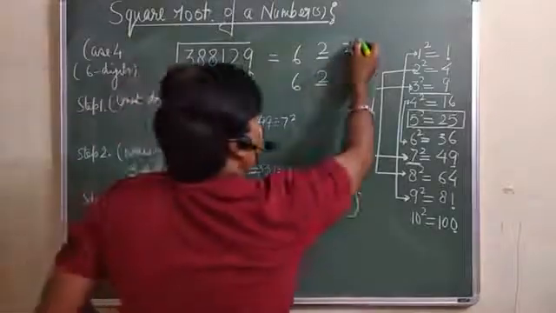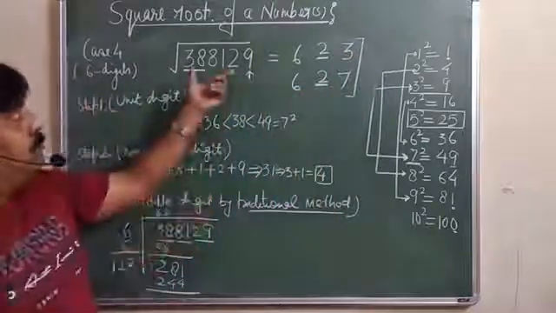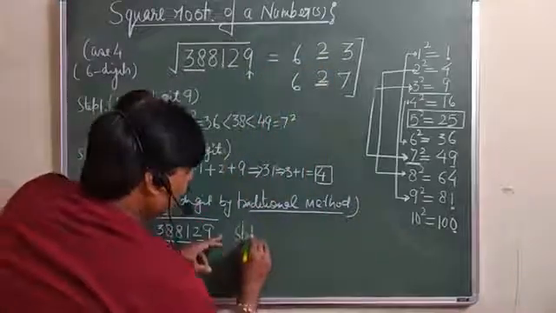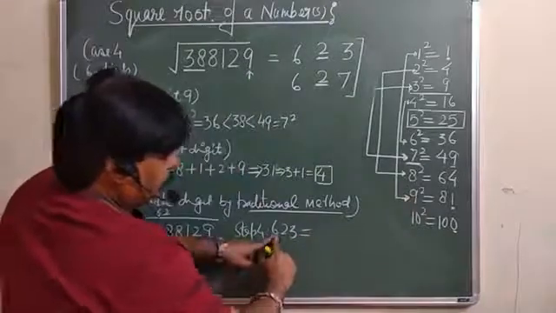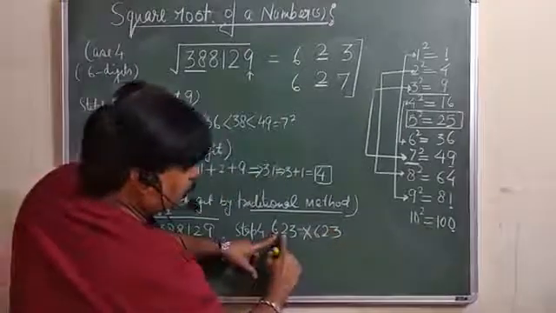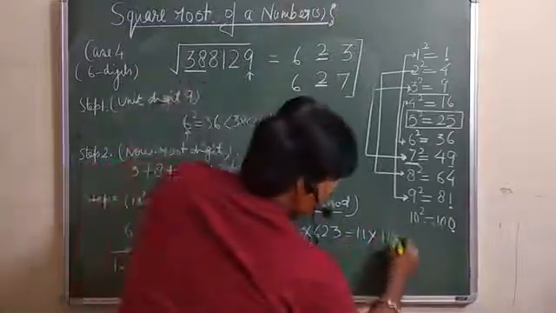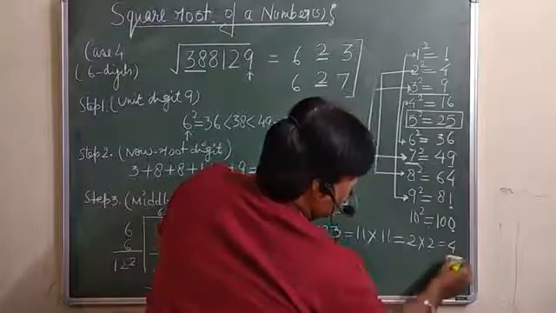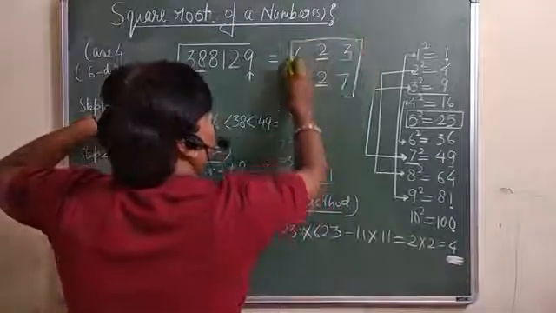Now the question is, in these two numbers 623 and 627, which one is the square root of this number? So to check this, what we will do, see, this is your step 4. 623 you are taking, add these digits. So 6 plus 2, 8 plus 3, 11. 1 plus 1, 2, and 2 into 2 is equal to 4. And this is equal to your root digit. It means your answer is this one.